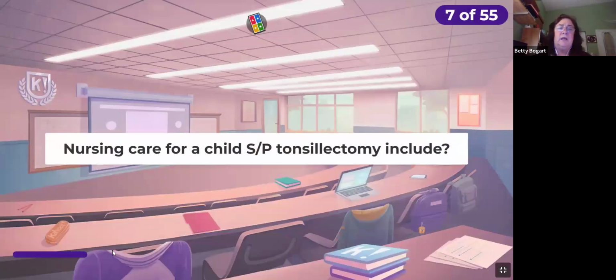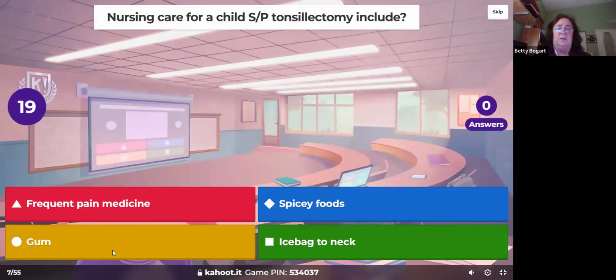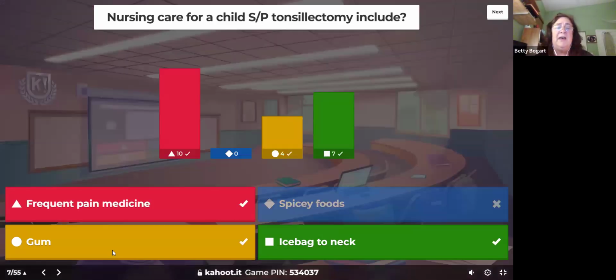Multi. Nursing care of a child status post tonsillectomy include, how are you going to take care of this child? Back of their throat, we've done this cauterize. I had a tonsillectomy at age 21, and I'll never forget how I felt. Make sure they have something for pain, okay?